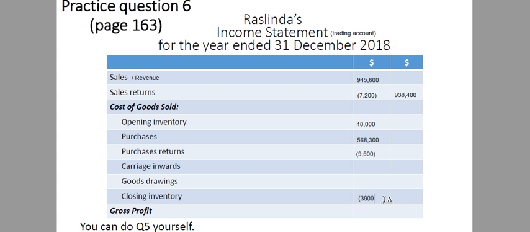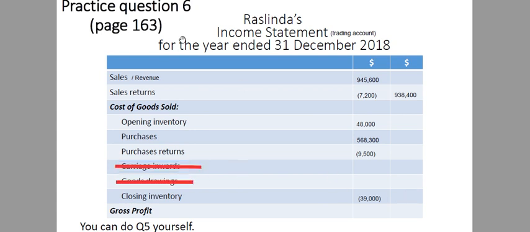So if you see, it's 39,000. And if you notice, the carriage inward and goods drawings are not there, so we can delete them. We'll just delete them or cross them out because we don't need them here. This was a template, so these could have been there, so that's it.